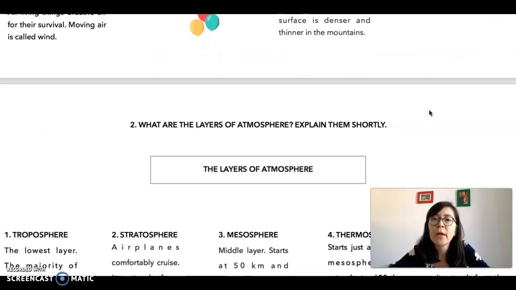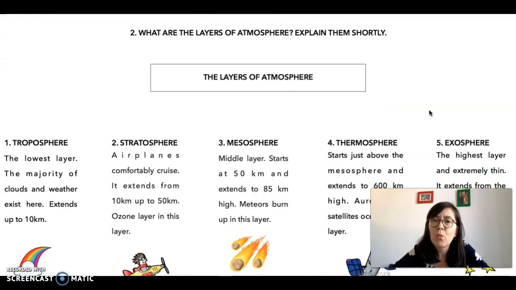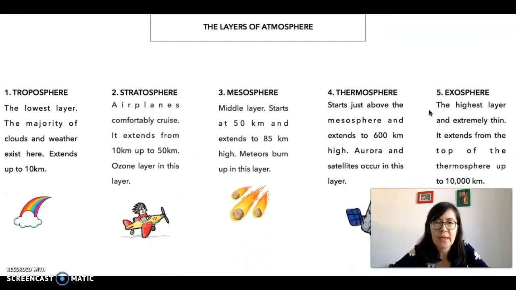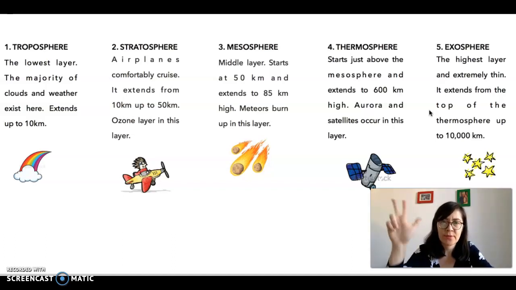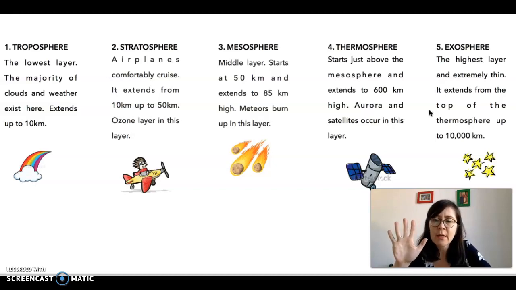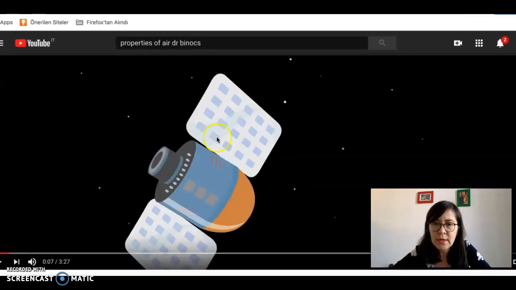Very good. Number 2, what are the layers of atmosphere? The layers of atmosphere. If you remember, there are 5. Troposphere, stratosphere, mesosphere, thermosphere, exosphere, okay? And if you remember, guys, we watched a video in our lesson from Dr. Binox. If you want, we can watch it shortly.